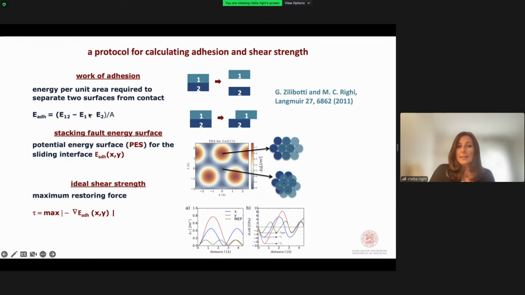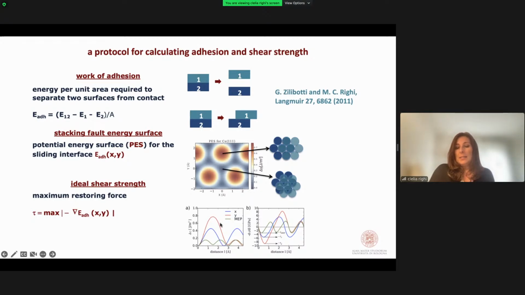This can be calculated, first of all, by calculating the adhesion energy as a function of the relative lateral position of the two surfaces, thus constructing what is called the potential energy surface or gamma surface of the interface, that describes how the adhesion changes as a function of the relative position. And these energy variations give rise to frictional forces.